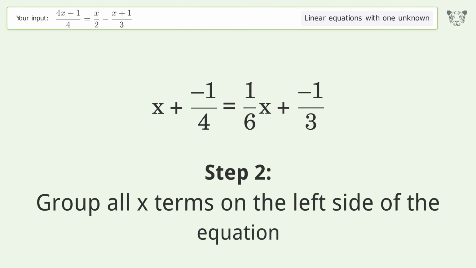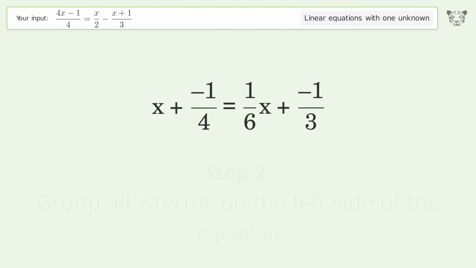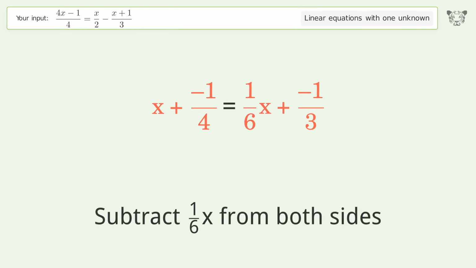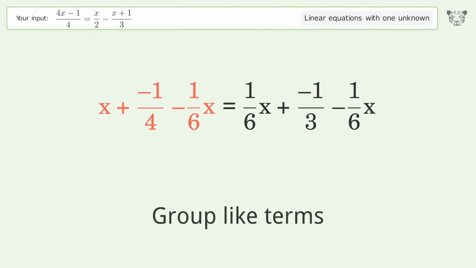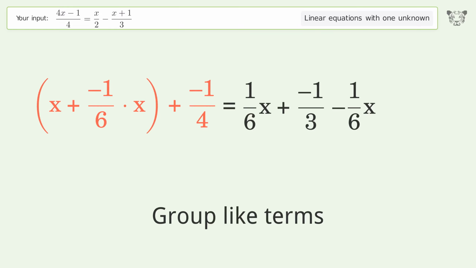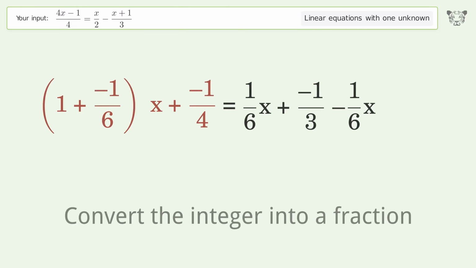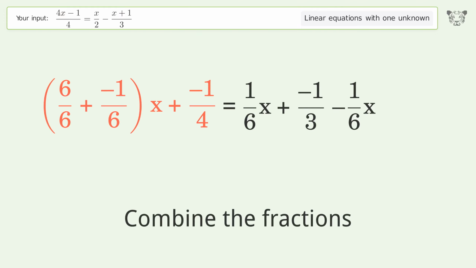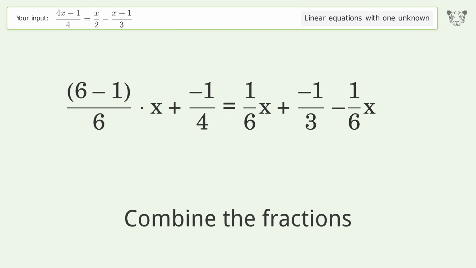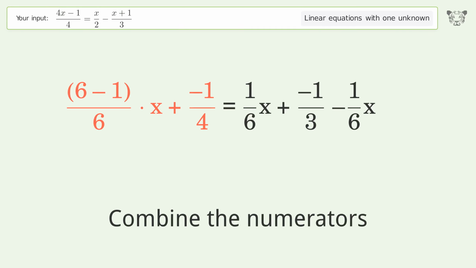Group all x terms on the left side of the equation. Subtract 1/6x from both sides. Group like terms. Group the coefficients. Convert the integer into a fraction. Combine the fractions. Combine the numerators.